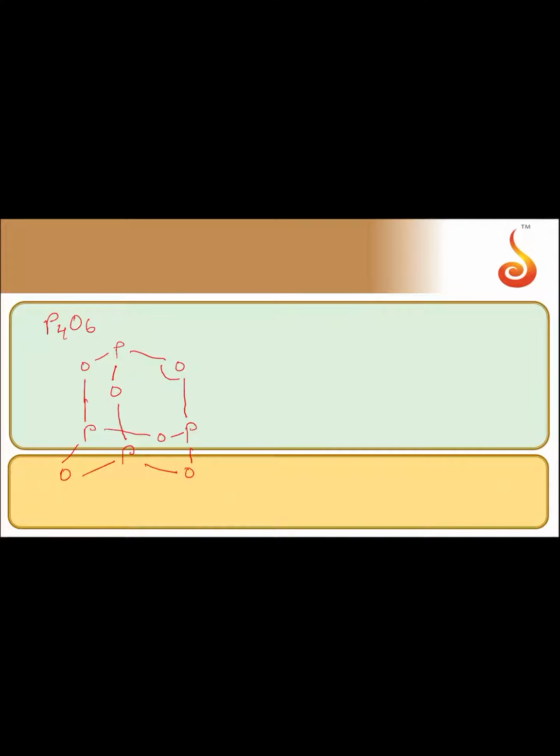Here the bond angle is 123 degrees and here the bond angle is 100 degrees, and the P-O bond length is 160 picometer. This is the P4O6 structure. So anyway, it is not having any peroxide linkage.